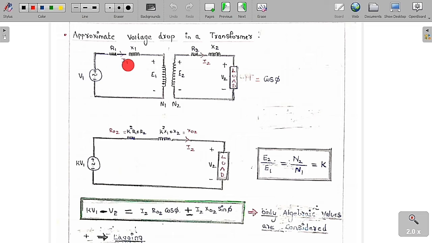Basically, any transformer winding will have a small amount of resistance and reactance. Let me assume this is R1 and X1. Similarly, the secondary winding is also going to have some amount of resistance and reactance, R2 and X2.